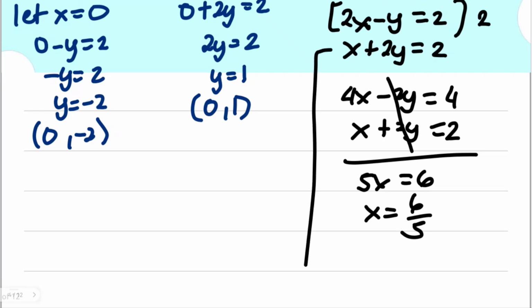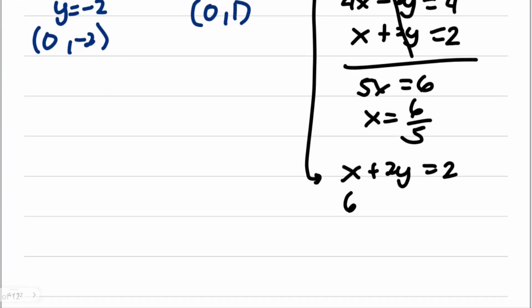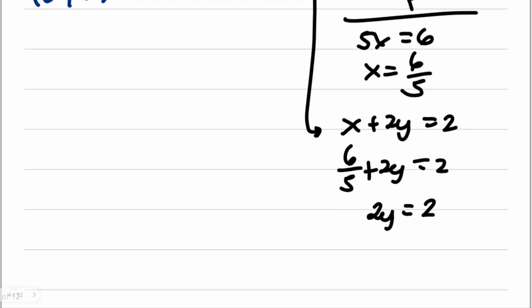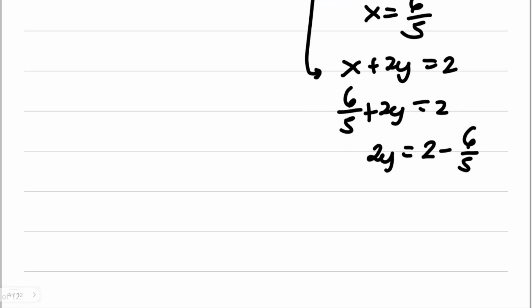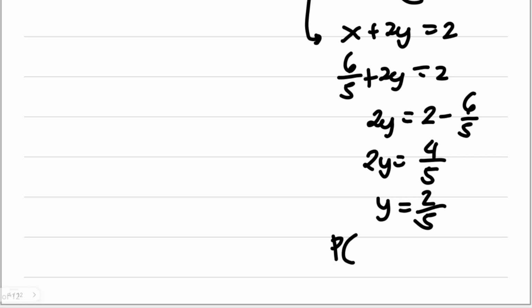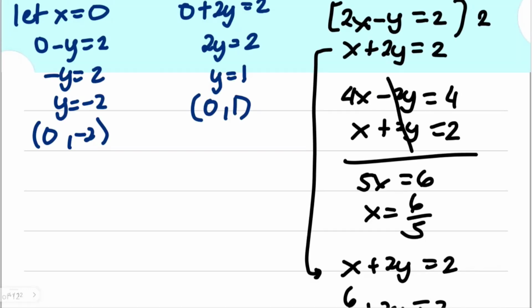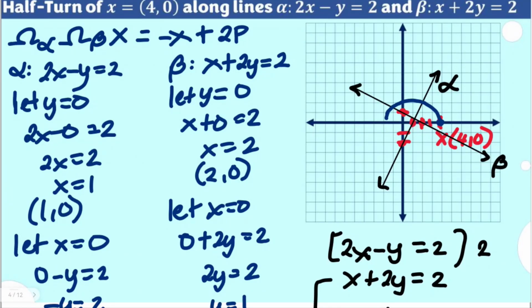Let me use the second equation: x plus 2y equal to 2. So that's 6/5 plus 2y is equal to 2. 2y is 2 minus 6/5, that's 10/5 minus 6/5, so 2y is equal to 4/5. Divide both sides by 2, and you will get 2/5. So our point P is at (6/5, 2/5). That's (1.2, 0.4). Let's look at our graph here. It's actually at (1.2, 0.4), so basically it's really correct at that point.